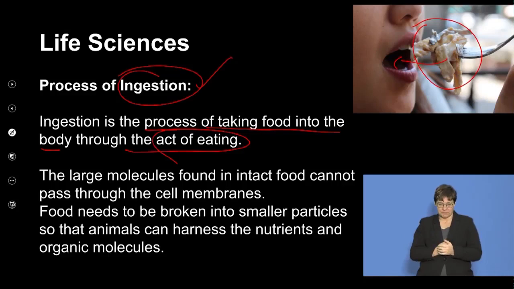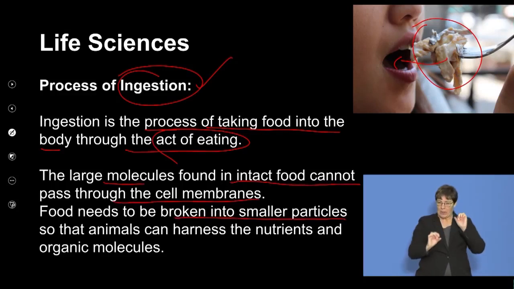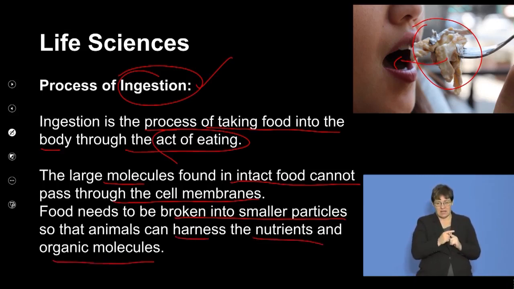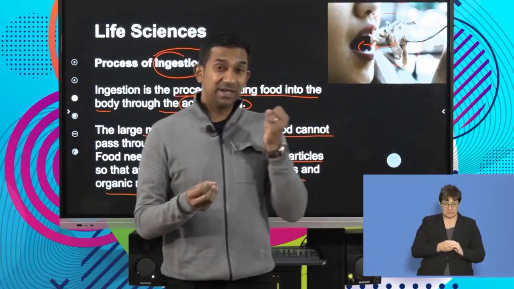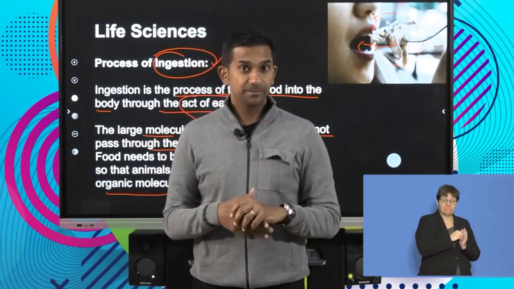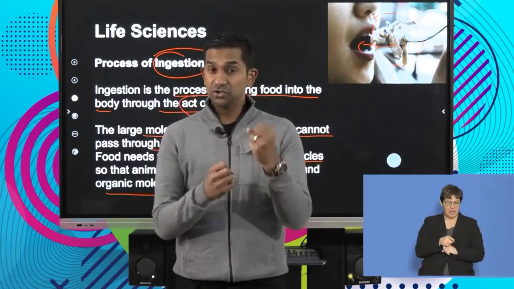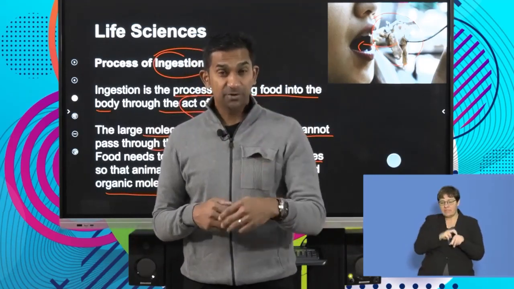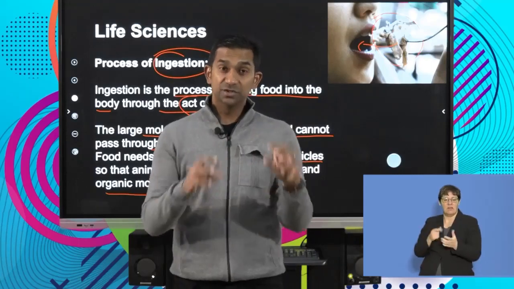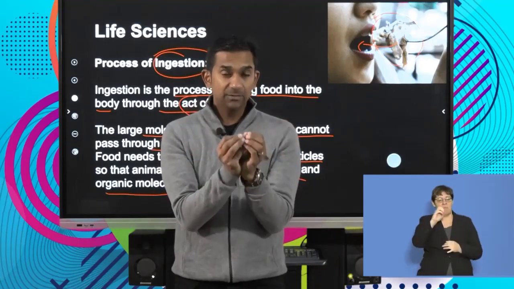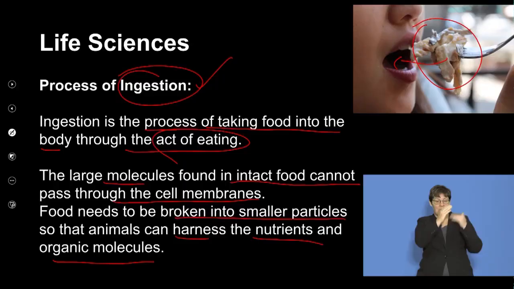Right, so the large molecules found in intact food cannot pass through the cell membranes. So we will say that food needs to be broken down into smaller particles so that animals can harness the nutrients and then the organic molecules. The process of nutrition is to be able to bring nutrients into the body. But remember that nutrients are often in complex states when we consume food. And so that needs to go through a process of being broken down into the simplest monomers or building blocks that then can be absorbed.